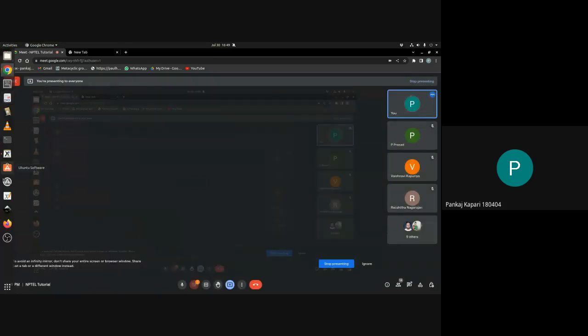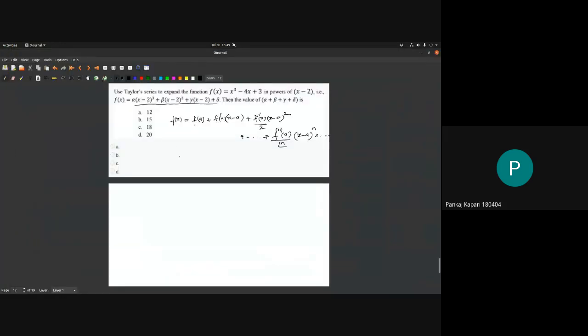Because it's a polynomial. So for the given function, let's take f(x) equal to x cube minus 4x plus 3. First we'll find all these coefficients. You can see that alpha must be the coefficient of (x minus 2) cube. So f of 2, because we have to evaluate it at 2, is 8 minus 8 plus 3.